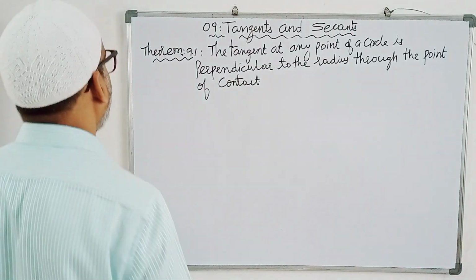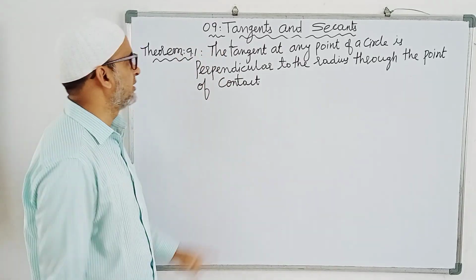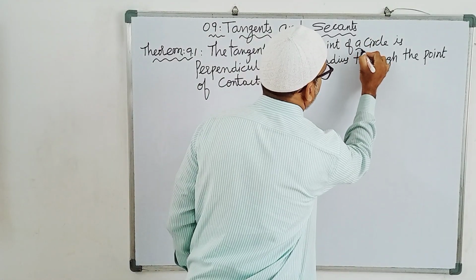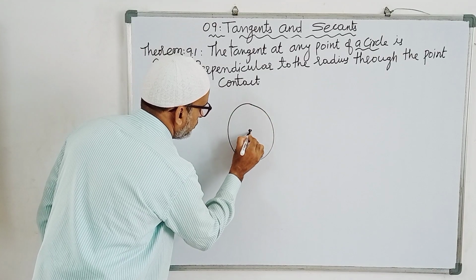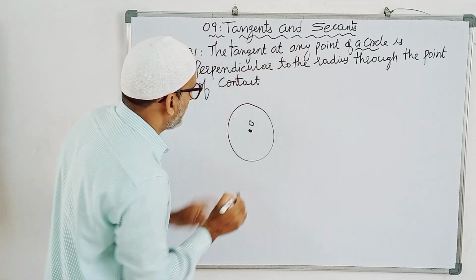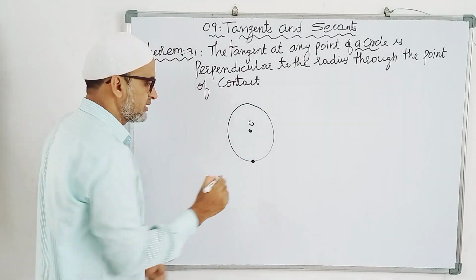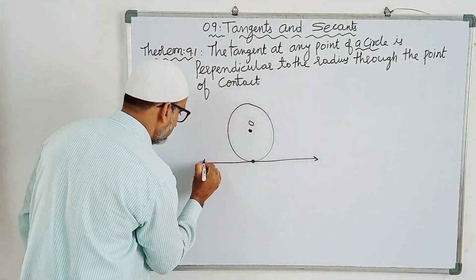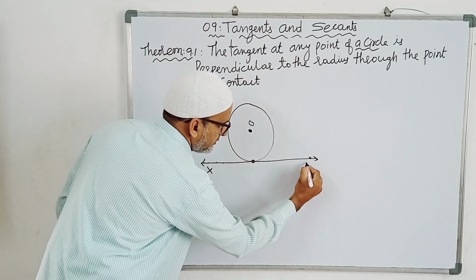Next one, important theorem. Theorem number 9.1. I will not prove it. I will explain what is the meaning of this theorem. The tangent at any point of a circle, means one circle is given to you. Suppose I am taking one circle here. This is the circle with center O. O is the center of the circle. The tangent at any point on the circle, many infinite number of points. I will take only one point on the boundary of the circle. With this point I am drawing one tangent here like this. On the line also many points will be here. I am giving this one point as this.